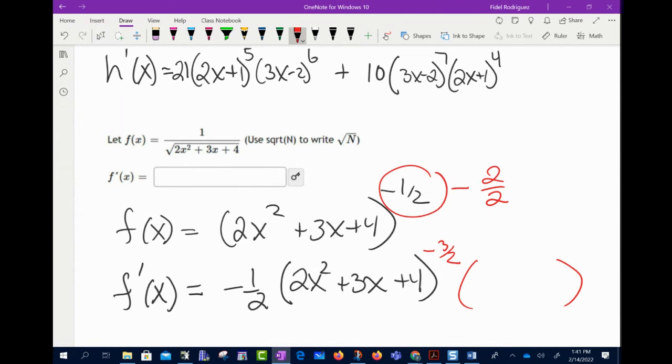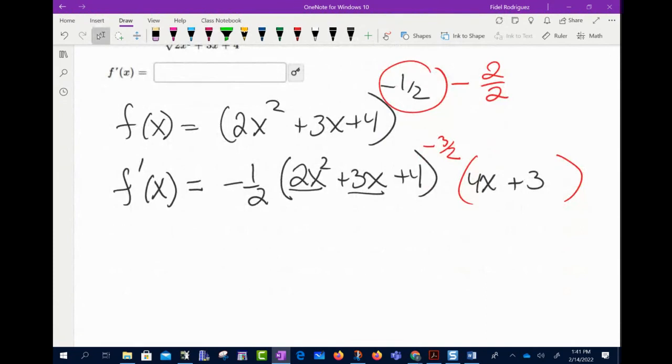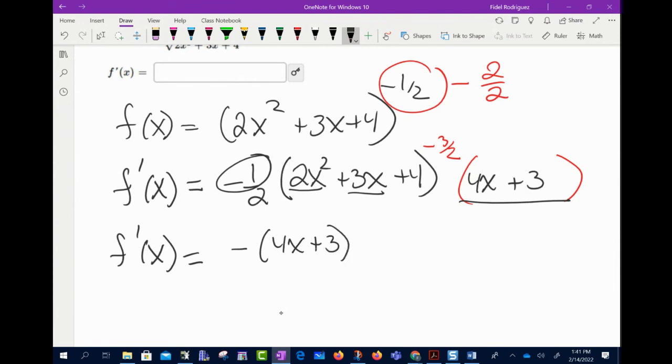Now let's take the derivative of what we have indoors. What's the derivative of 2x squared? 4x. Good. What's the derivative of 3x? 3. And the derivative of 4 is just 0, so we'll leave that part alone. F prime of x. So this negative 1 is on the top, and we have 4x plus 3. So I'm going to think of this like this: negative, and then 4x plus 3. Now this 2 is on the bottom because it was already on the bottom, so I'll leave it there.